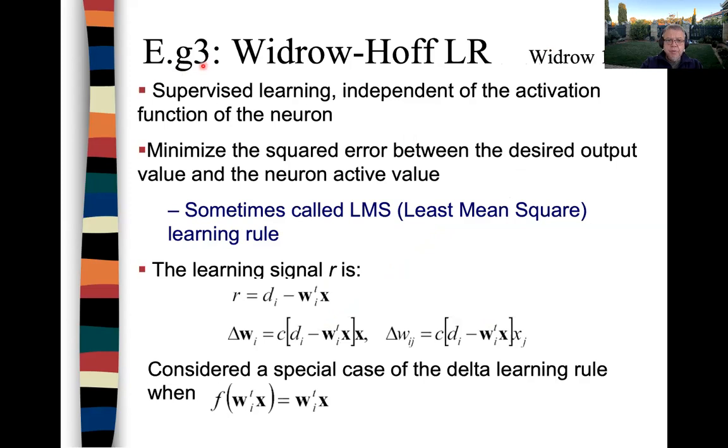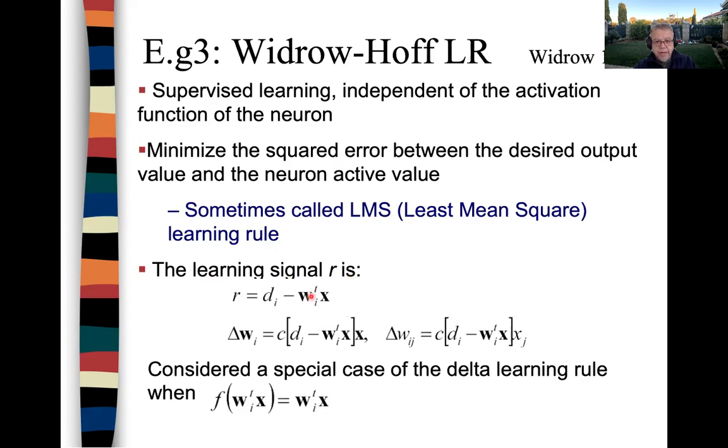Another training rule is called the Widrow-Hoff learning rule, which was introduced in 1962. It is supervised learning, and in this case it is independent of the activation function of the neuron. You can consider it a special case of the delta learning rule, where there is no activation function, so the output is just the argument of the function. You minimize the squared error between the desired output value and the neuron activation value. Sometimes it's called the least mean square learning rule.